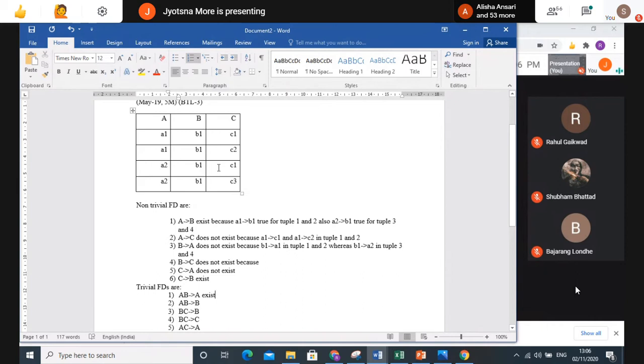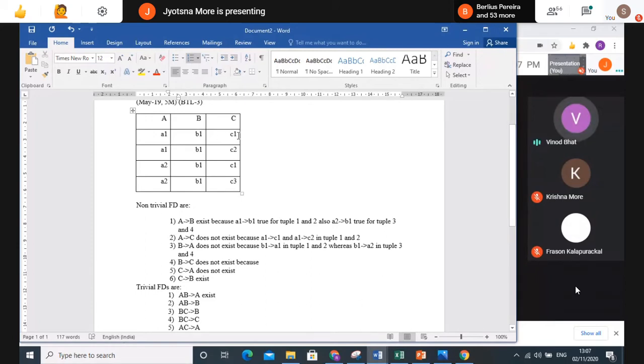Right? Similarly, now next is AC determine A. Check for all values, okay? AC determine A. Exist or does not exist? Does not exist. Why? AC determine A. Okay, we'll check.